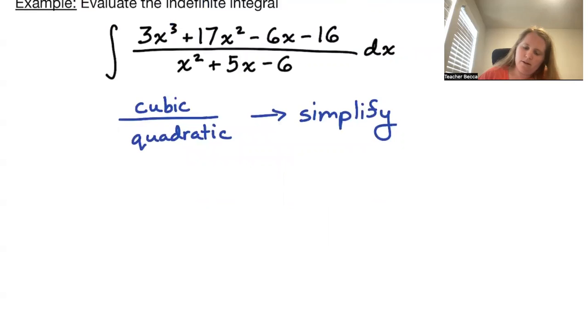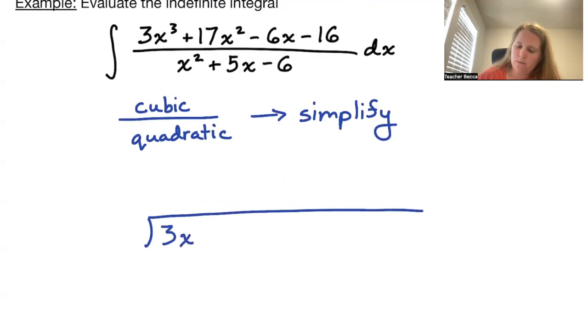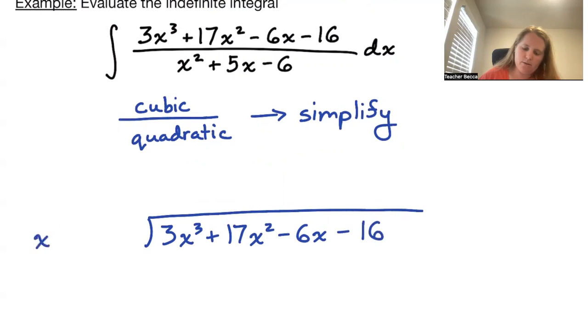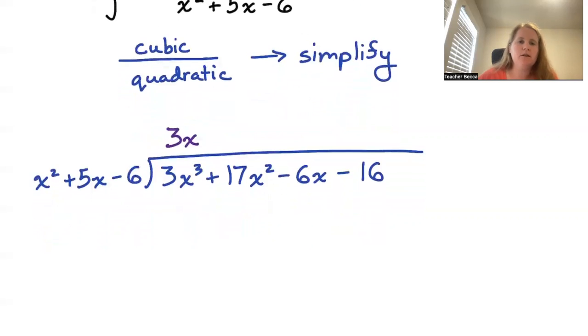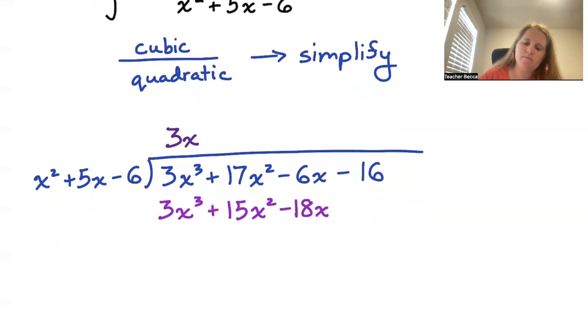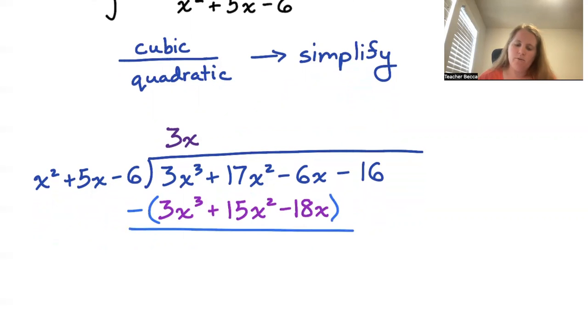If we set up our long division, we put that numerator of 3x cubed plus 17x squared minus 6x minus 16 on the inside, and our x squared plus 5x minus 6 on the outside. X squared times 3x would get us up to our 3x cubed. If we do our multiplication, that gives us 3x cubed plus 15x squared minus 18x. If we then subtract that off, 17x squared minus 15x squared leaves us with 2x squared. Negative 6x plus 18x will be plus 12x. And then we bring down that minus 16.